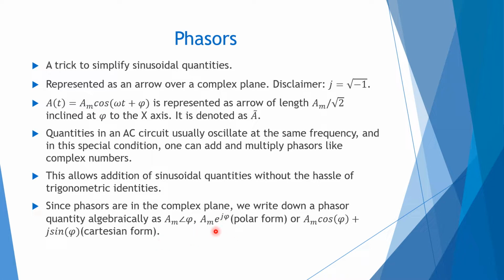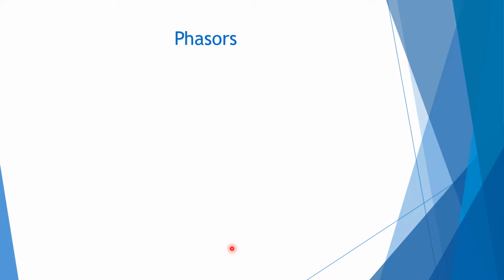Polar form is basically useful when you want to multiply them. Cartesian form is basically useful when you want to add them, right? Because in multiplication you simply add the phases and you simply multiply the amplitudes. People in electrical engineering prefer the polar form, where you bring the phi down and you put an angle symbol in front of it.